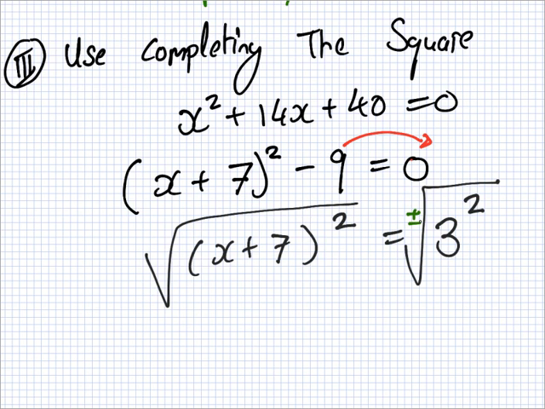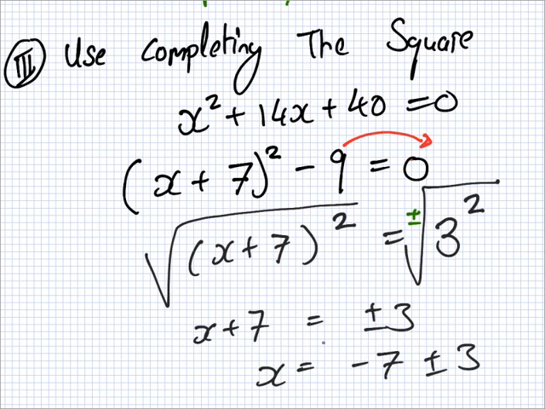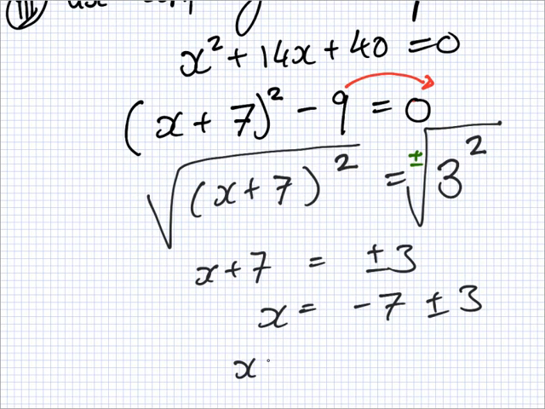So, we have two possibilities here. x plus 7 equals plus or minus 3. So now we have x equals minus 7 plus or minus 3. So we have two possible answers here for x. We could have minus 10, or if I use the plus 1, minus 4. They're the two possibilities here.